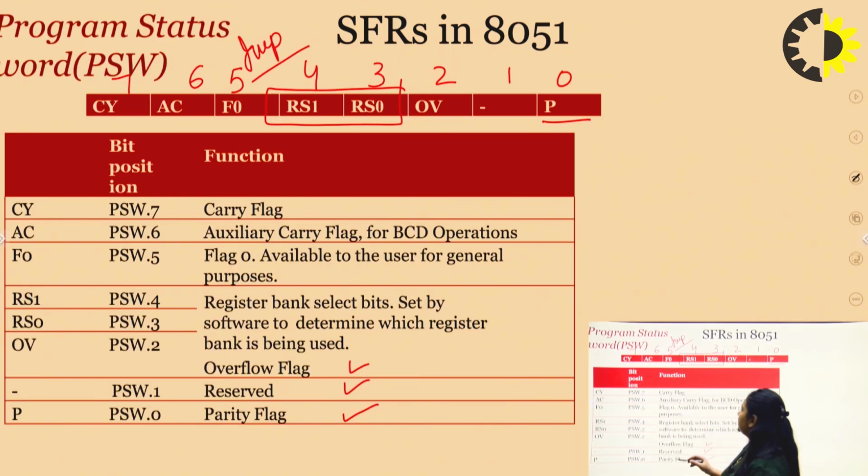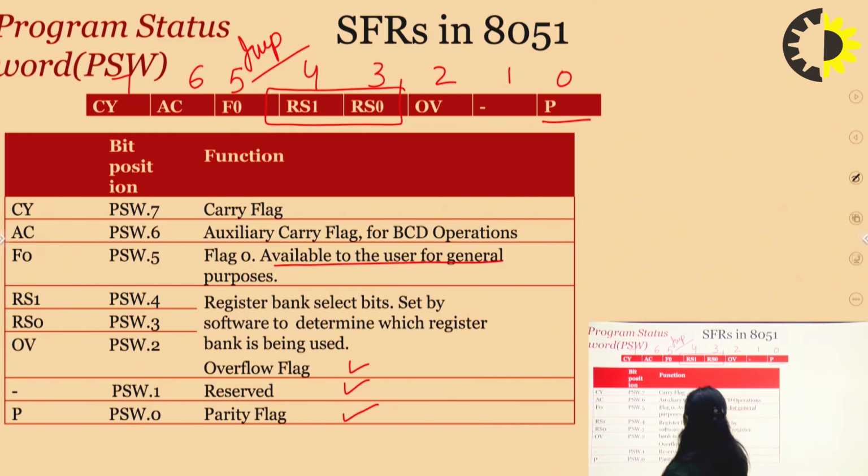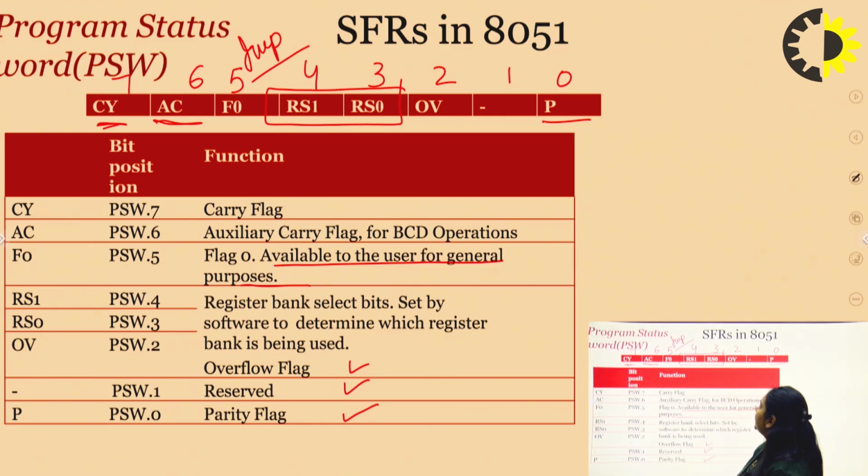Next is F0. F0 is flag 0, available for the user for general purpose. Next is AC, the auxiliary carry flag. When the carry occurs in between from the lower nibble to the upper nibble, that carry is called the auxiliary carry. Next is CY, the carry flag. When the 9th bit occurs after the result, it is called the carry flag.